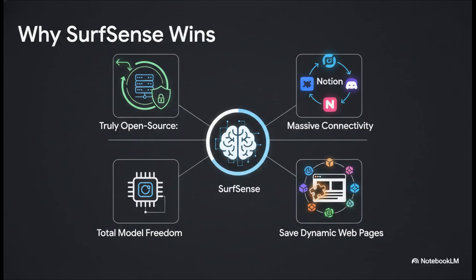Second, the connections are insane. It hooks into everything. Slack, Notion, GitHub, Discord, YouTube, you name it. Imagine the hours you get back just by not having to manually copy and paste stuff anymore. Third, you're not stuck with one AI. You get to choose from over 150 different models. Want to use Gemini for one thing and Claude for another? Go for it. And finally, this is huge. Its browser extension can grab entire web pages, even if you're logged into a site. For anyone doing research, that is an absolute lifesaver.